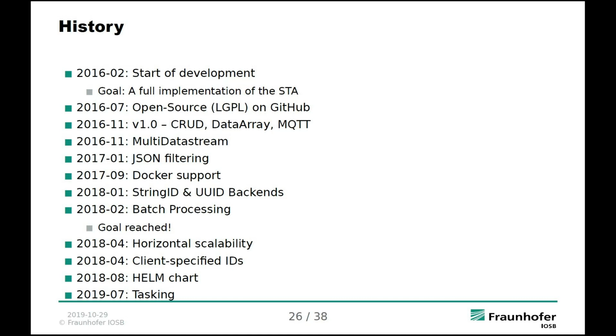We added additional features. Basically, the only missing one was then, after some time, batch processing, which I guess nobody has ever used here, but it's implemented. We also added Docker support. After we fully implemented the standard, we worked on horizontal scalability, and we added Helm charts for deployment in Kubernetes. And in the middle of this year, we added tasking, because the tasking standard was just released in January this year.